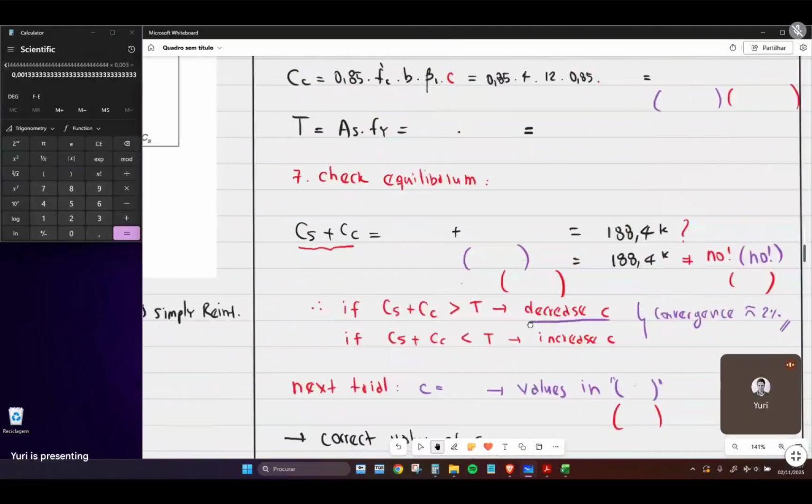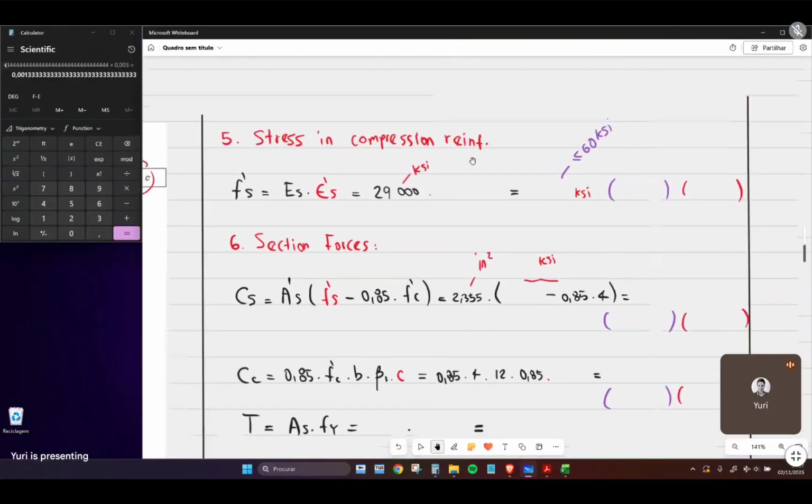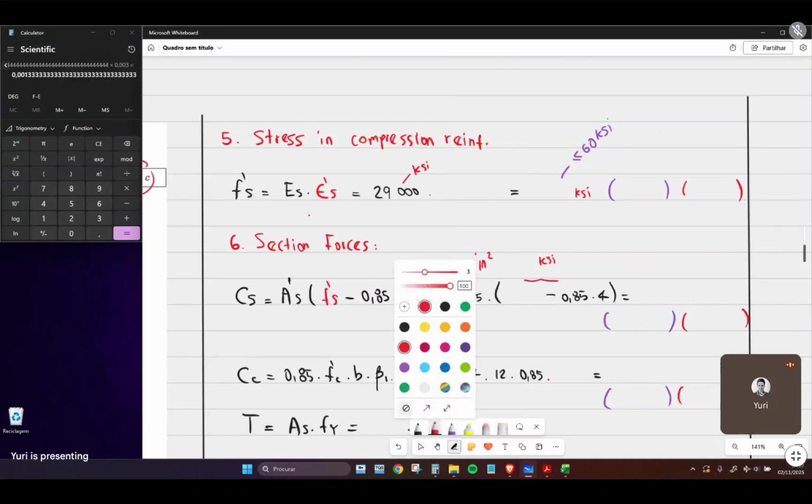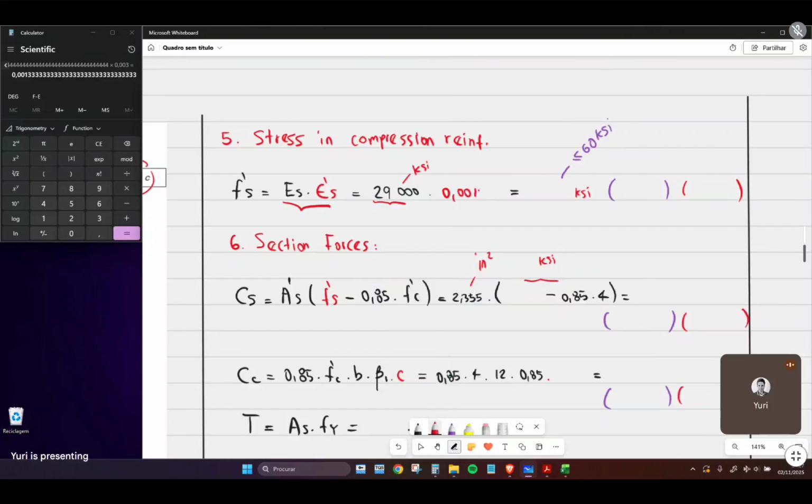Once we know the strain of the compressive reinforcement, let's calculate its stress using this equation. Just multiply the modulus of elasticity by the strain. So it's 29,000 ksi multiplied by 0.00133, which is around 38.66 ksi. This value has to be lower than 60 because that's the yield stress of our steel. If you get a value above 60, just use 60.